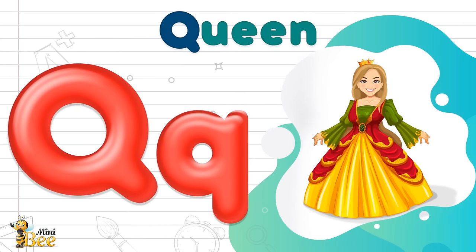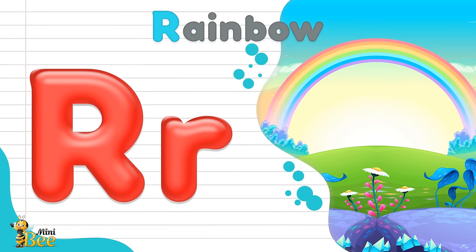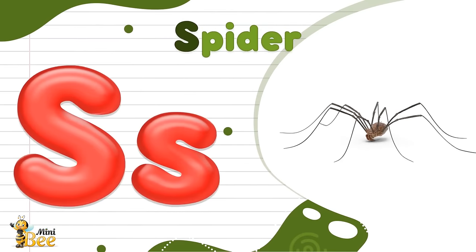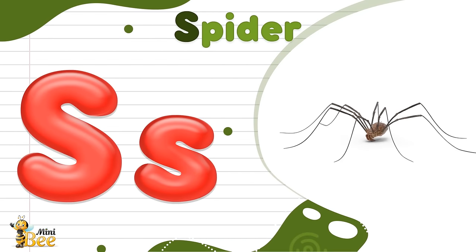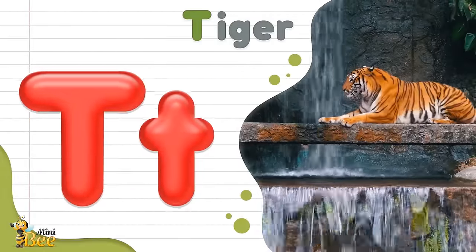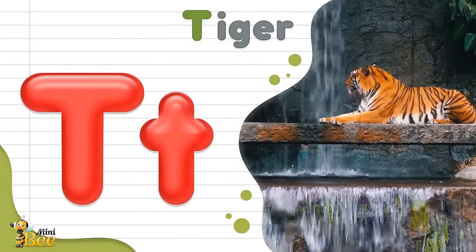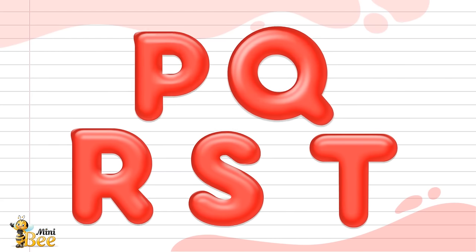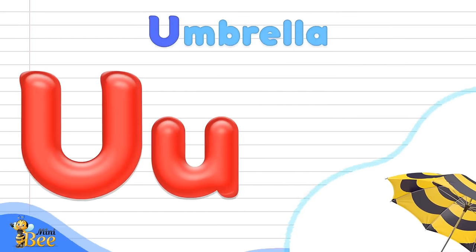Q, queen. R is for rainbow, rainbow, rainbow. R, tiger. U is for umbrella.